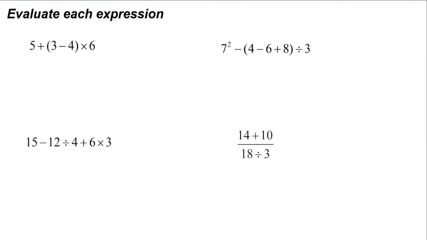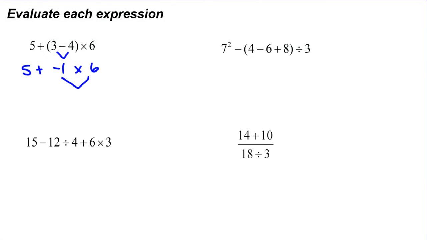So let's take a look at some numerical expressions here, and let's evaluate these using the order of operations. So this first one, we do have grouping symbols. We have parentheses, so we want to do what's inside the parentheses first at all times. So we do 3 minus 4, and that is going to be negative 1. So now I have 5 plus negative 1 times 6. And I have addition and multiplication. I have to do the multiplication first.